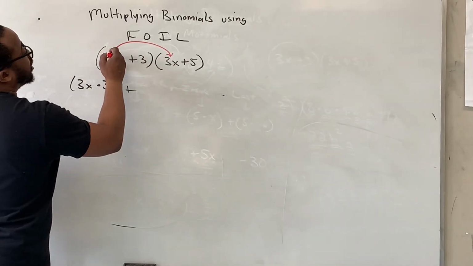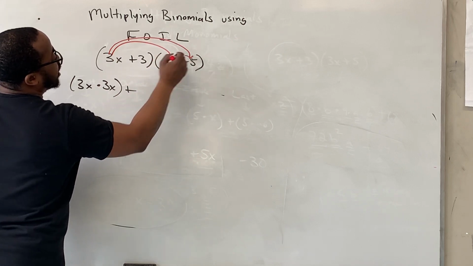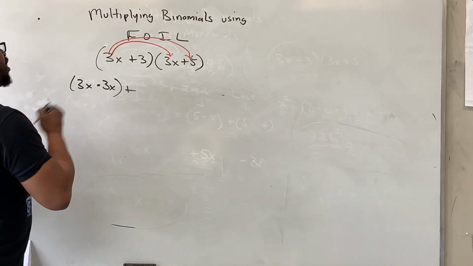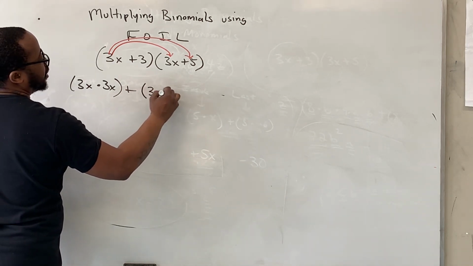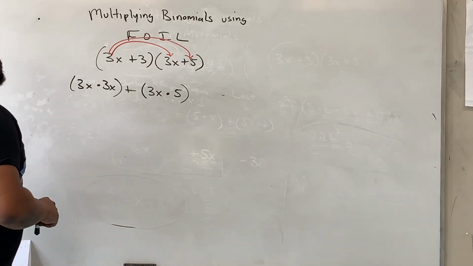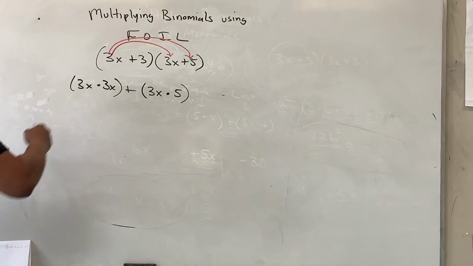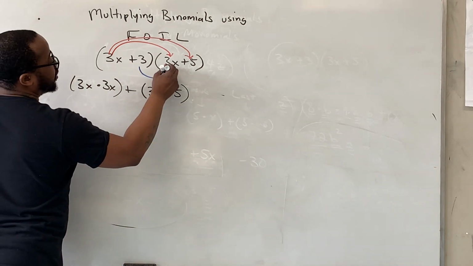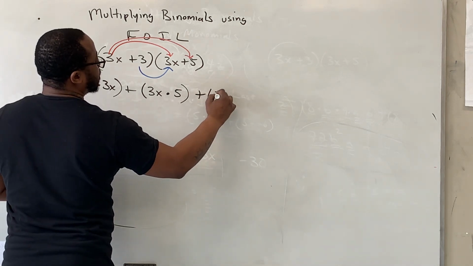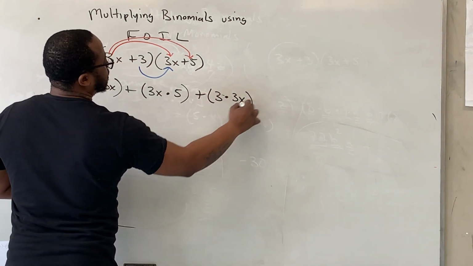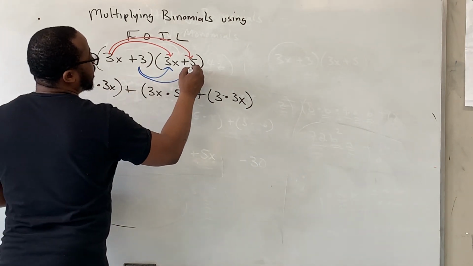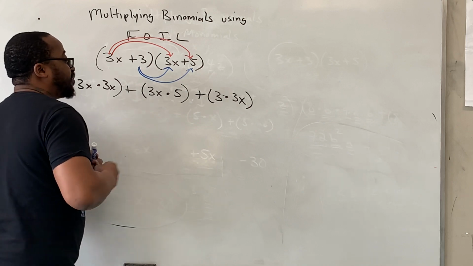Now, I'm going to multiply against this 5. 3x times +5, not -5, +5. 3x times +5. Now, I'm going to use the 3 to find the rest of my stuff. This 3 times this 3x. And then I'm going to have the last, which is 3 times the +5.